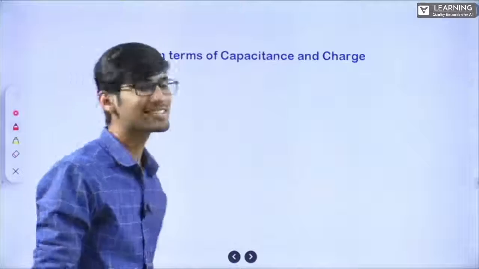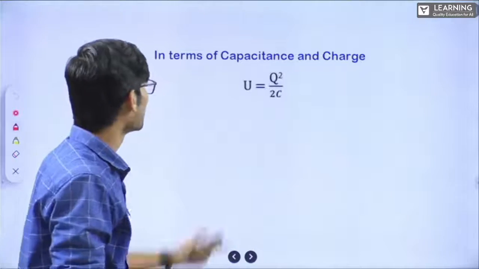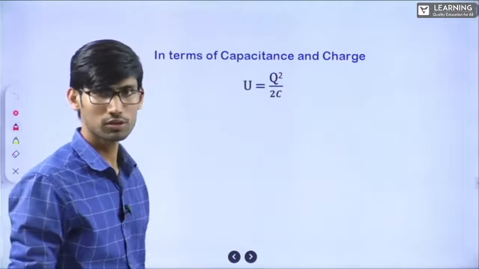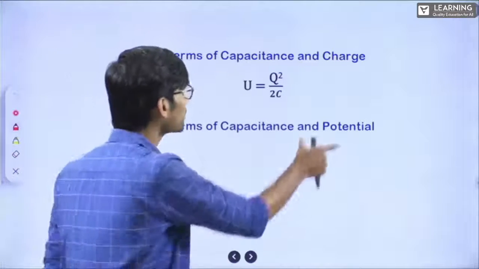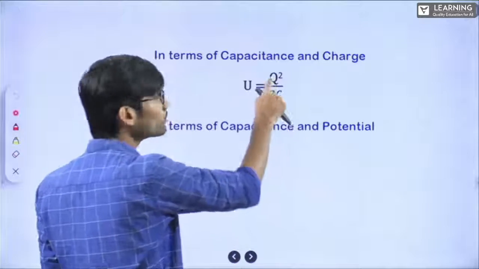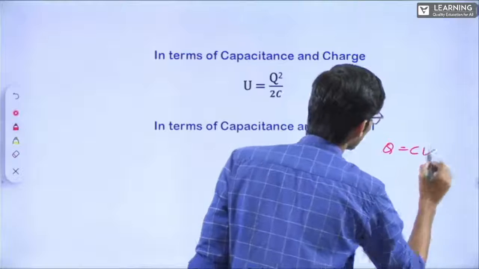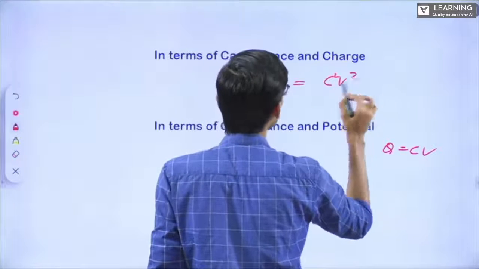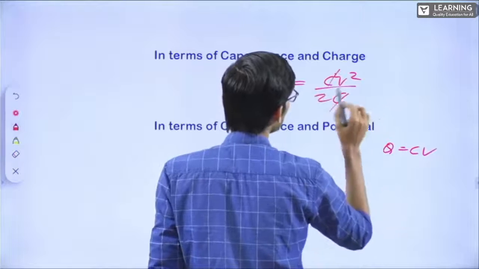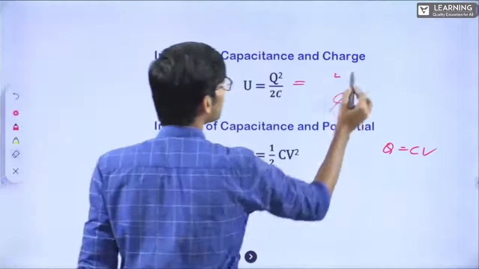In terms of capacitance and charge, this is the repeated slide, you already know: U is equal to Q square by 2C, just now we have found out. In terms of capacitance and potential, I have to remove this Q. So if I substitute Q is equal to CV, it will be C square V square by 2C, C cancelled, half CV square. This is the answer. Fine.